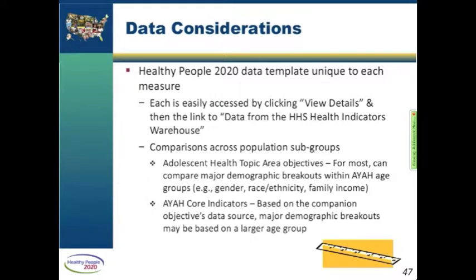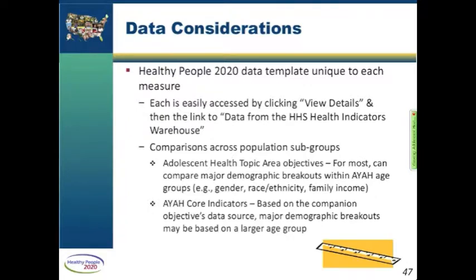Next slide, please. I'd like to move a little bit into data considerations. Claire had mentioned some of the difficulties we had during Healthy People 2010. And Healthy People 2020 has tried to strengthen data sources to the best of its ability. To gain full benefit from the Healthy People 2020 website, I'd like you to see how to access important health data elements. Healthy People 2020 contains data templates unique to each measure. Each is easily accessed by clicking View Details and then the link to data from the HHS Health Indicators Warehouse, and we'll visualize these in a moment.